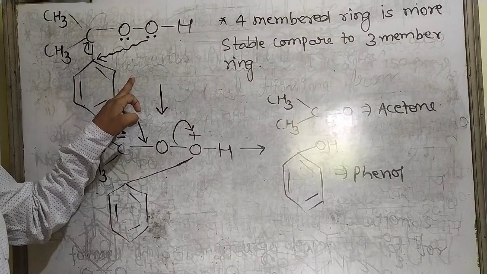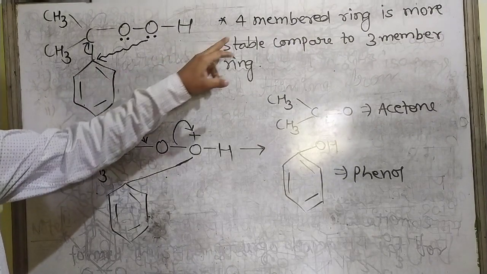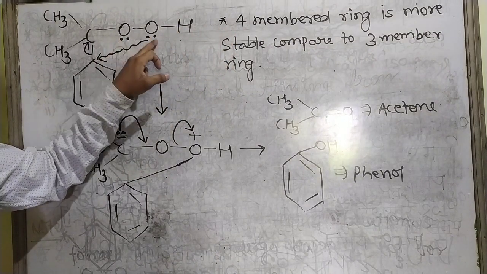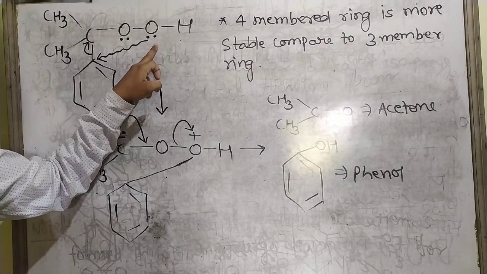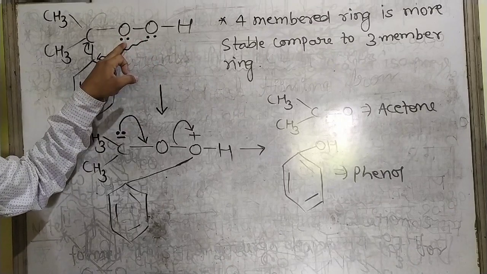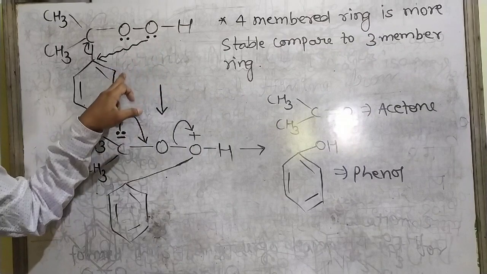The intermediate formed in this reaction is cumene hydroperoxide. Now there are 2 oxygen atoms at which a lone pair is present. This is the oxygen atom and this is the oxygen atom. These are the 2 oxygen atoms present in this compound.